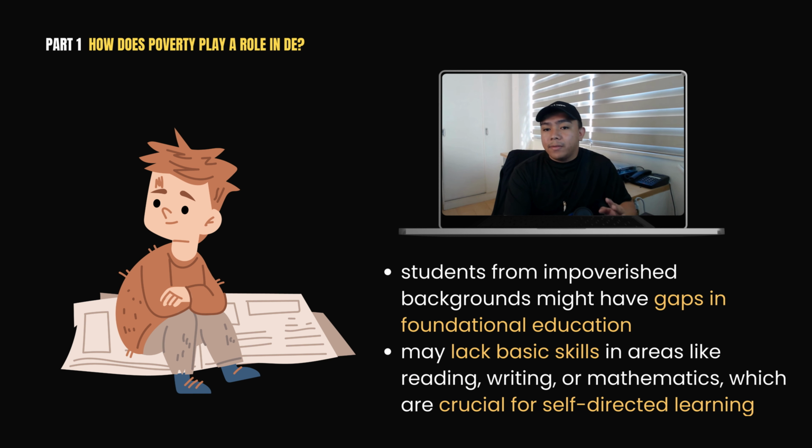Students from impoverished backgrounds might have gaps in foundational education due to poor, inconsistent schooling. This can affect their readiness to engage with DE, as they may lack basic skills in areas like reading, writing, or even basic arithmetic or mathematics, which are very crucial for self-directed learning.